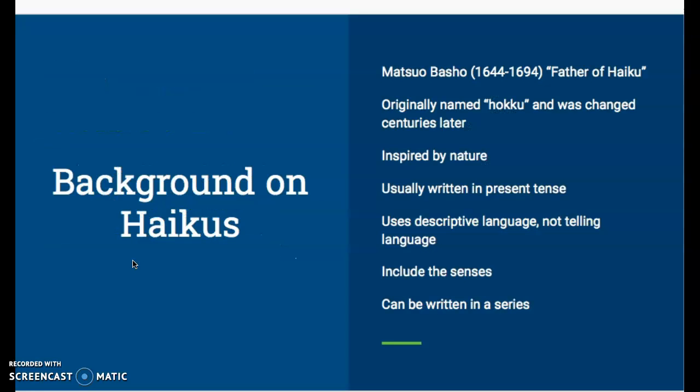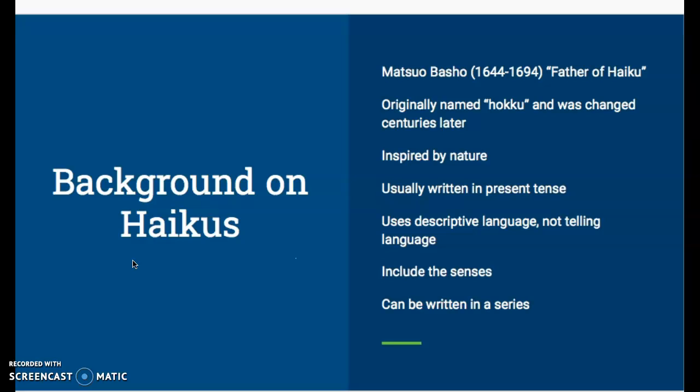So a little bit of background here on haiku. Matsuo Basho is considered to be the father of haiku. Originally, he named this haiku, and it was changed centuries later. We're not really sure why the name was changed. But the baseline for haikus remain the same. They're inspired by nature. They're usually written in present tense rather than past or future. They use descriptive language, not telling, so think lots of imagery. They include the senses, again relating back to imagery, and they can be written in a series.